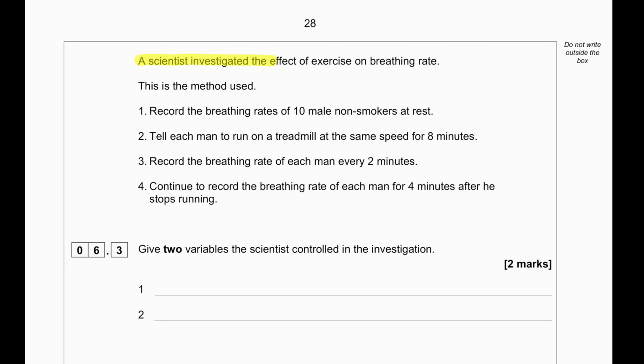A scientist investigated the effect of exercise on breathing rate. This is the method used by the scientist. Record the breathing rate of 10 male non-smokers at rest. Tell each man to run on a treadmill at the same speed for 8 minutes. Record the breathing rate for each man every 2 minutes. Continue to record the breathing rate for each man for 4 minutes after he stops running. Give 2 variables the scientist controlled in this investigation.